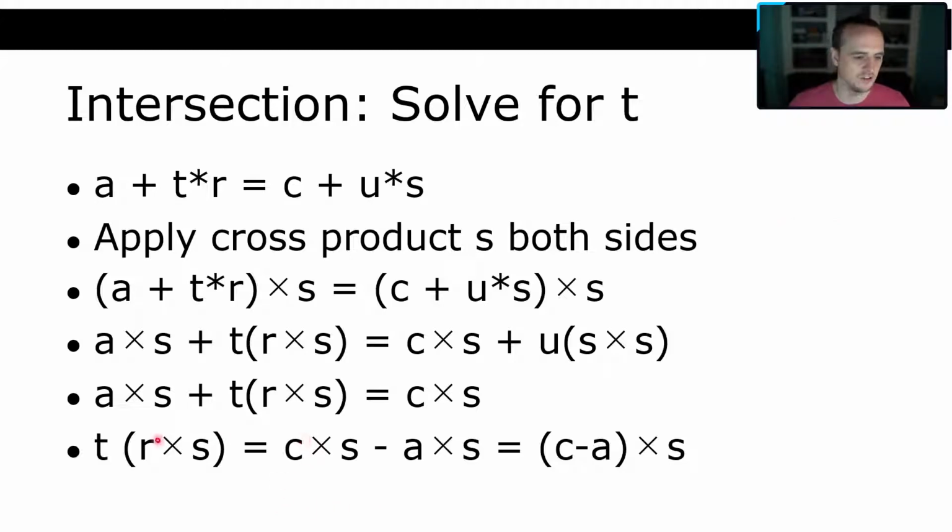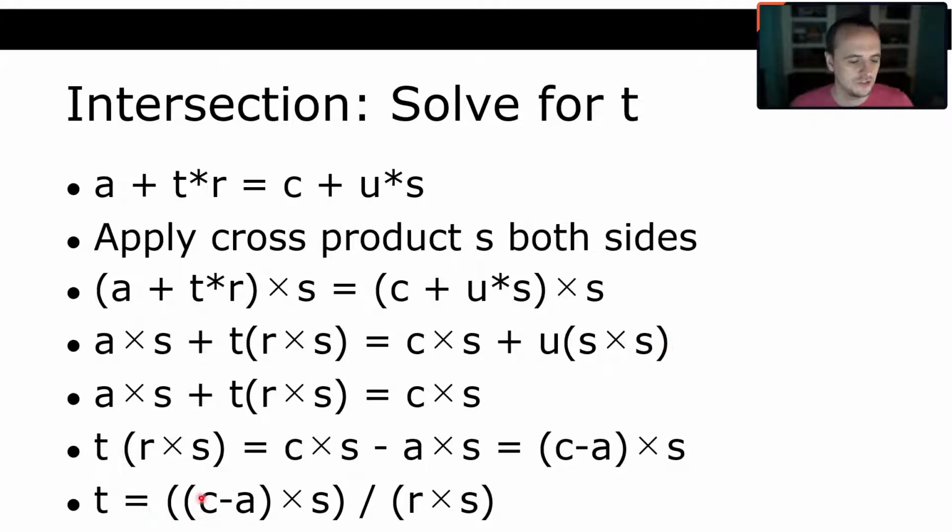So now we just move, what do we do here? Yeah, we subtract A × S from both sides. So we have t times R × S is equal to C × S minus A × S. And on this right-hand side we have two things cross S, so we can just bring that outside. So now we have (C − A) × S. If we're interested in t, we just divide both sides by this value, so we get t is equal to ((C − A) × S) divided by (R × S). And that's just a couple of multiplications and subtractions, and we're done.